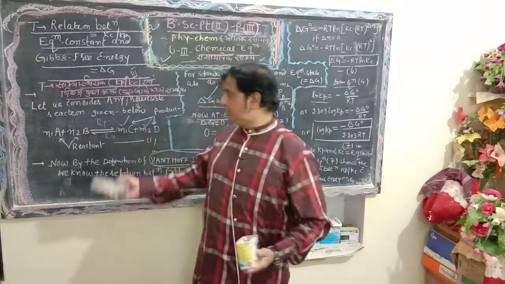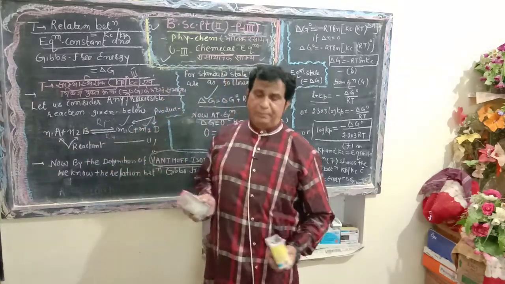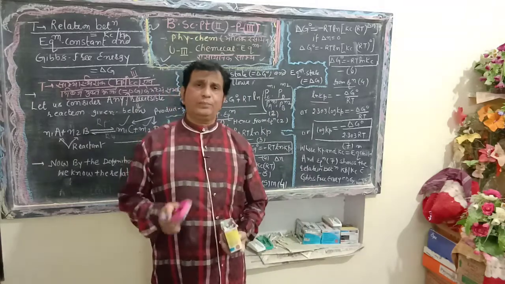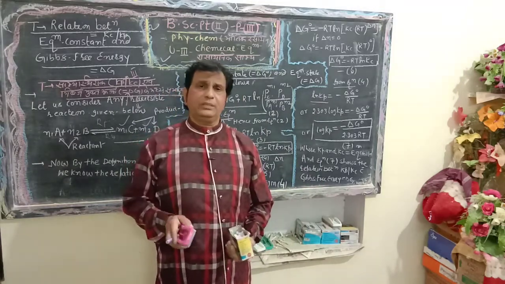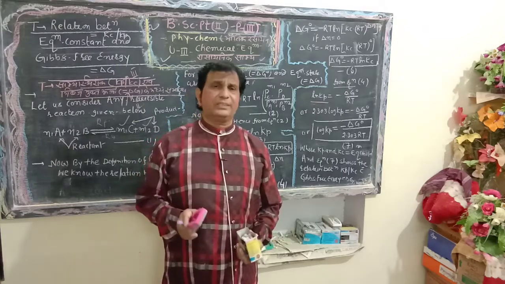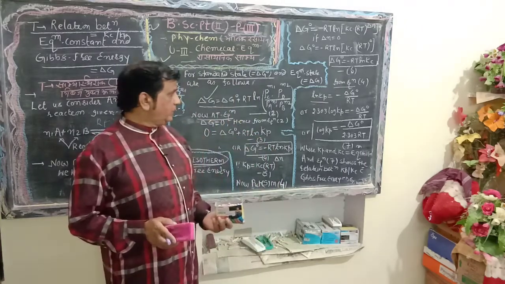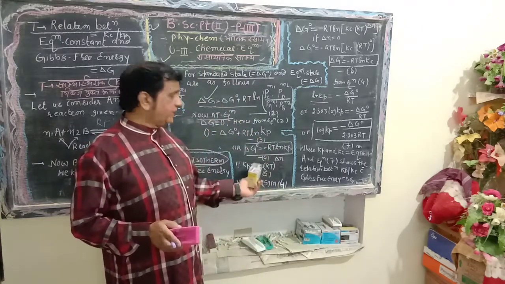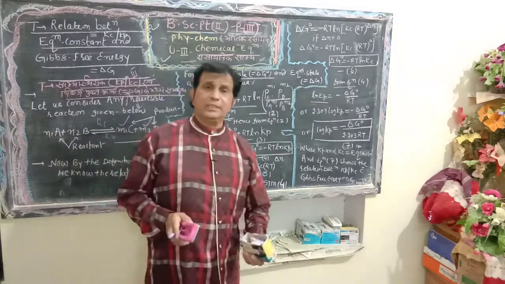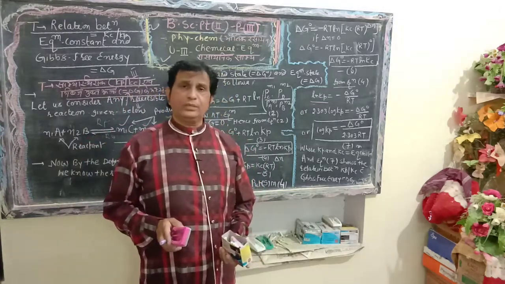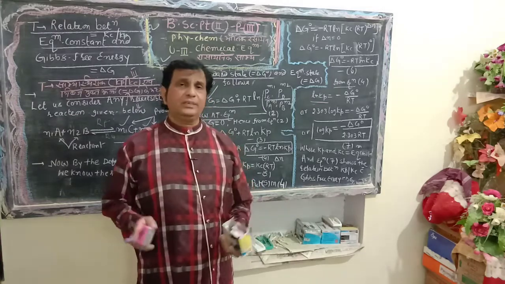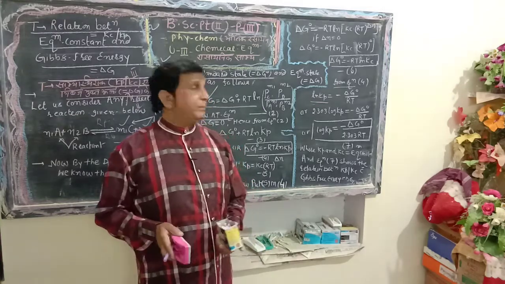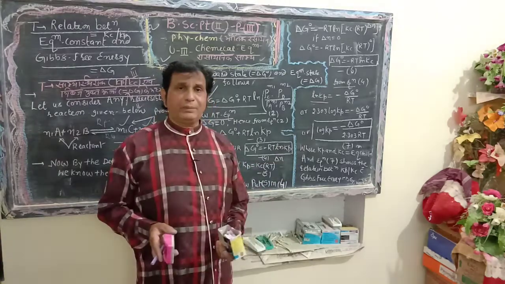Similarly, suppose A, B, C and D are in the solid and liquid state. In such a position the constant is known as Kc, and its concentration is expressed in terms of active mass, while in the case of Kp the concentration of the gases is expressed in terms of partial pressure.